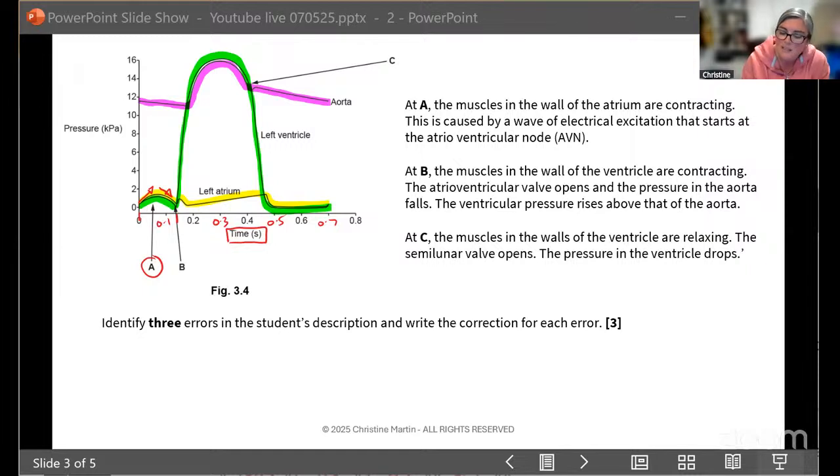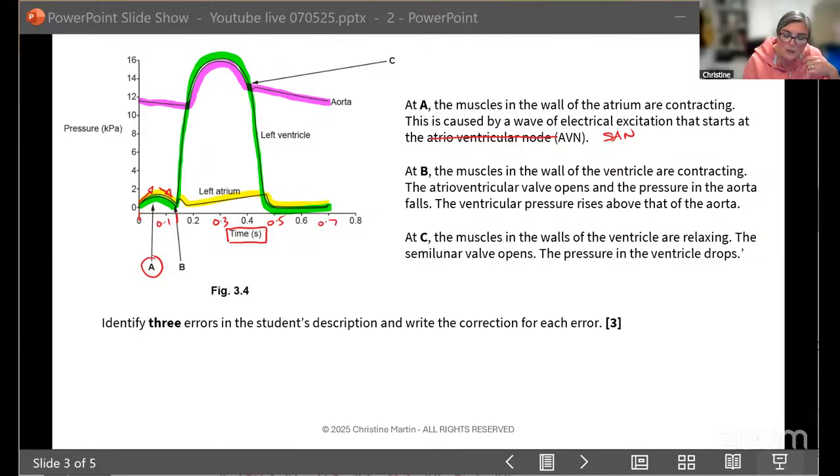So this one says, this is caused by a wave of electrical excitation that starts at the atrioventricular node. Well, that's not correct. It's the sinoatrial node. Absolutely. It's not the AVN, it's the SAN. So that's the first thing that's incorrect in this question.